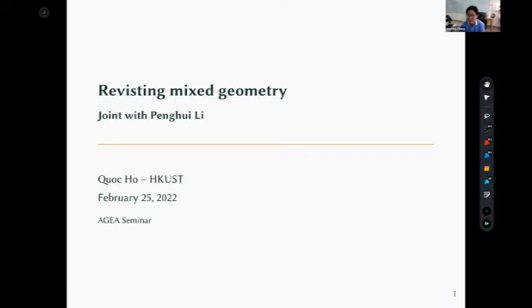Okay, thank you very much for the invitation. It's a great pleasure to speak here. So today I will talk about a joint work with Penghui Li on a subject called mixed geometry.